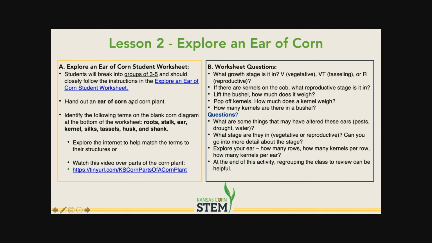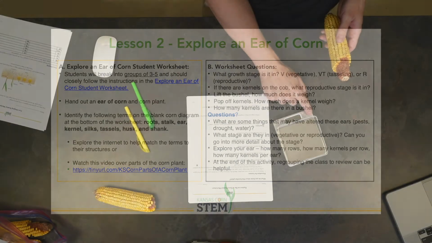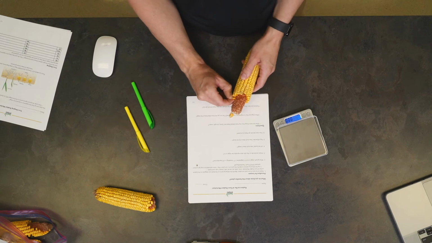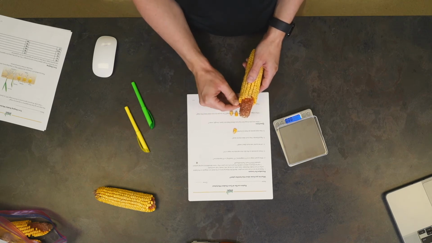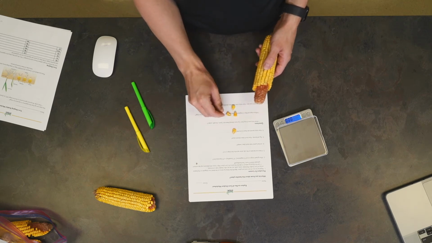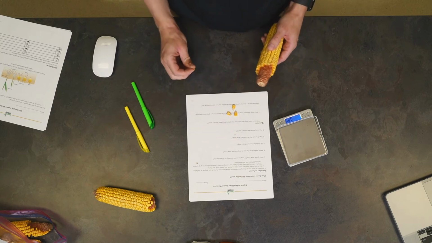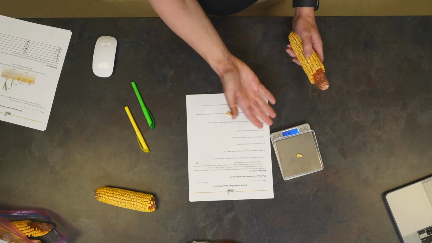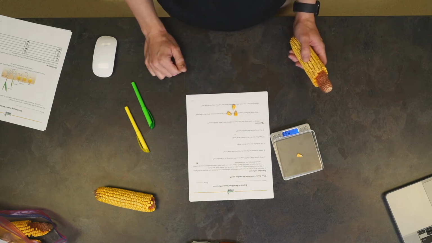And just have them go through the worksheet and explore this. Now, one of the things here is they can pop a few of these kernels off, right? And one of the things we want to ask them is, how much does an individual kernel weigh? So you can have your little scale, and from that scale you can put one corn kernel in there, and you're going to see, in this case, it says 0.33 grams.